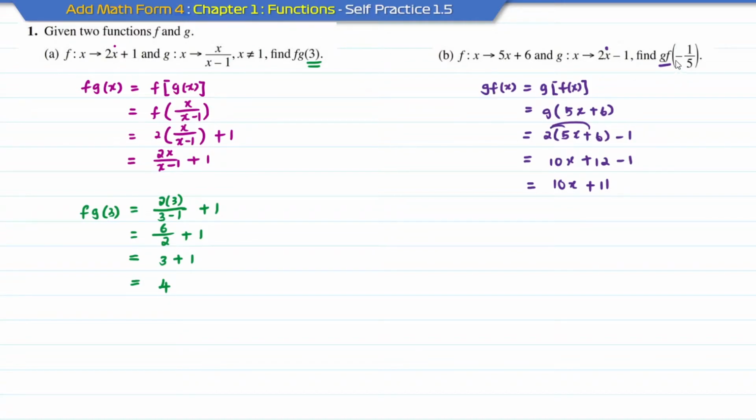Now the question is asking you to find the image when the object of gf is negative 1 over 5. So gf with the object of negative 1 over 5. The x here of the composite function, we're going to replace it with negative 1 over 5, so 10 times negative 1 over 5 plus 11. Solving this, you're going to get negative 2 plus 11. Finally you will have the answer of 9.